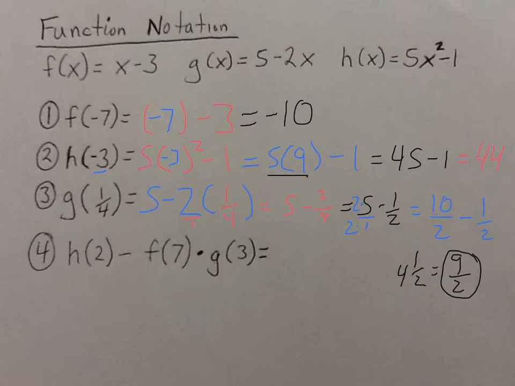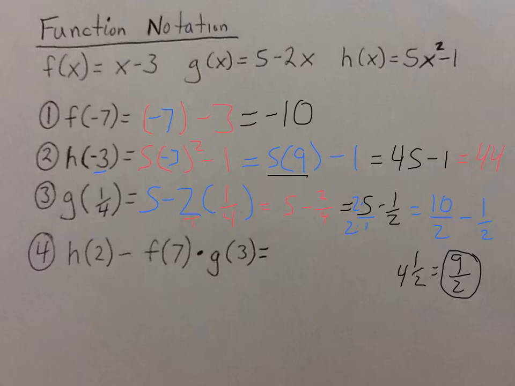Now, for number 4 here, I have to find h of 2, f of 7, and g of 3. Find the values of each. And whenever I find these values, I'm then going to multiply f of 7 times g of 3 and subtract. So let's take a step back. Once we find these values, are we going to multiply these first or subtract these first? Hopefully you realize we're going to multiply these two answers once we get them, and then take it away from this answer. But what we first got to do is find each piece, and then do the arithmetic in the proper order of operations.